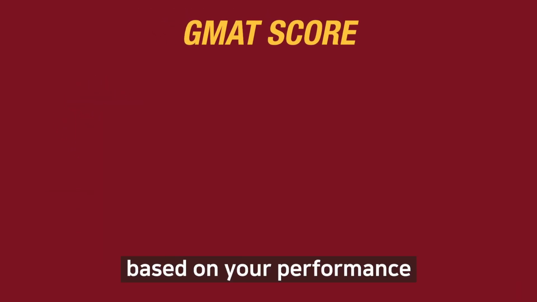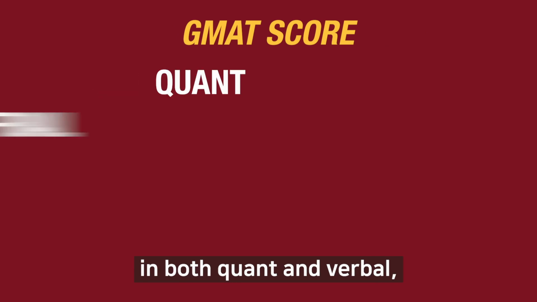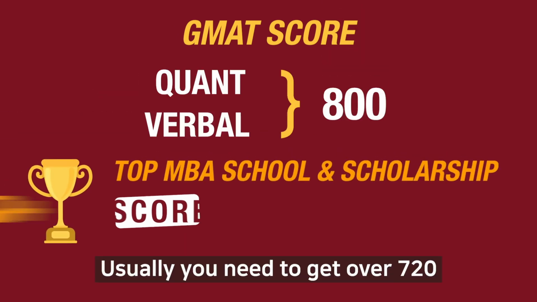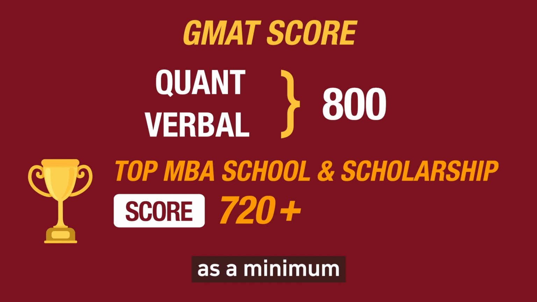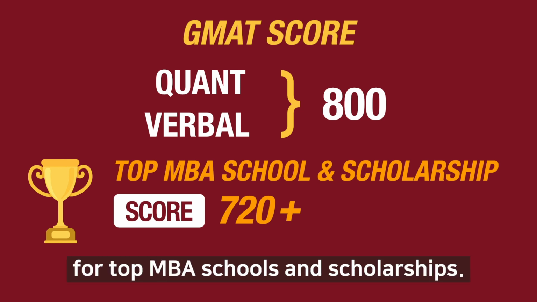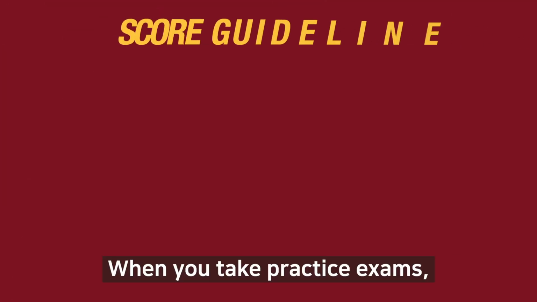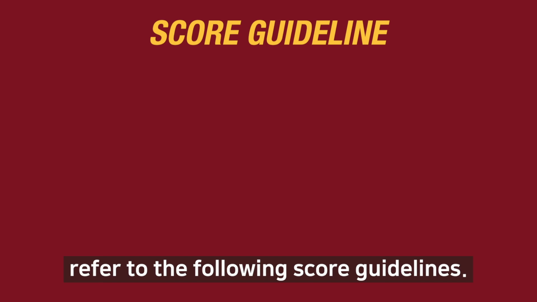You will be scored based on your performance in both the quant and verbal out of 800. Usually, you need to get over 720 as a minimum for top MBA schools and scholarships. When you take a practice exam, refer to the following score guideline.